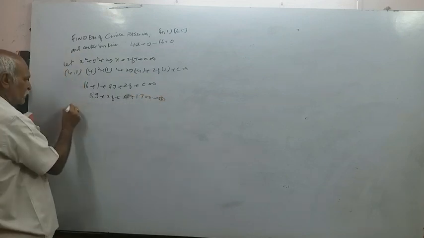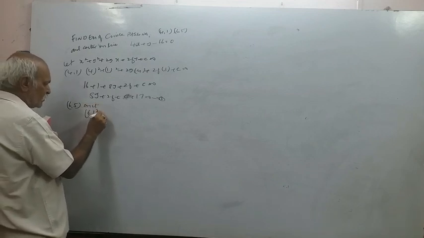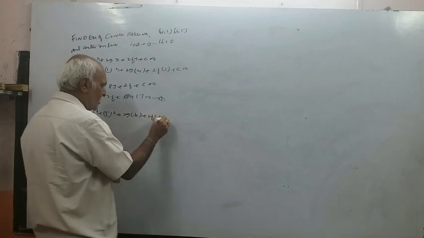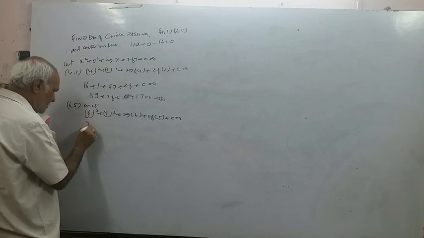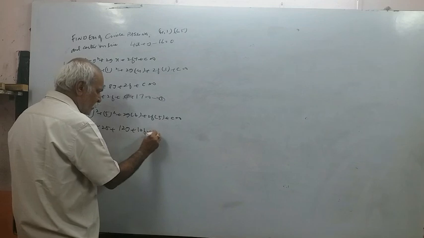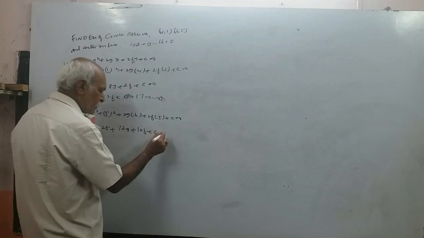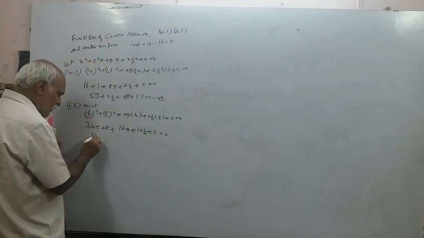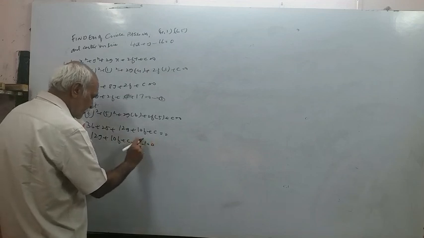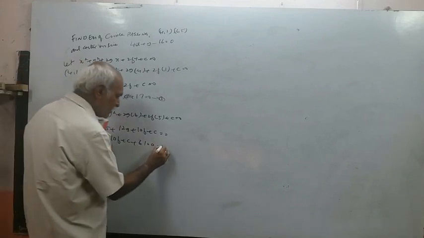First equation. What is the second point? 6 comma 5. So 6 square plus 5 square plus 2g into 6 plus 2f into 5 plus c is equal to 0. 36 plus 25 plus 12g plus 10f plus c is equal to 0. Therefore, 12g plus 10f plus c plus 61 is equal to 0. Right? This is the second equation.